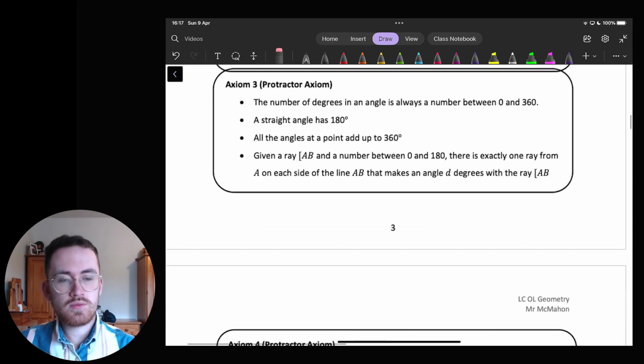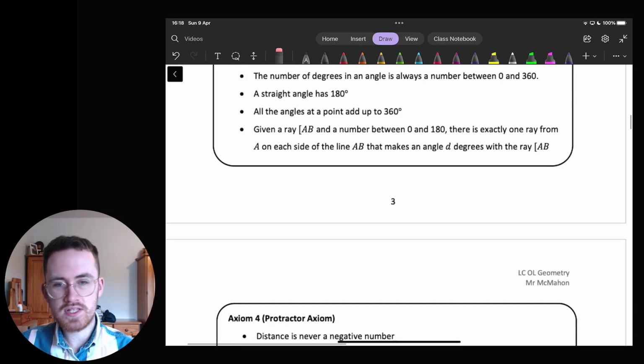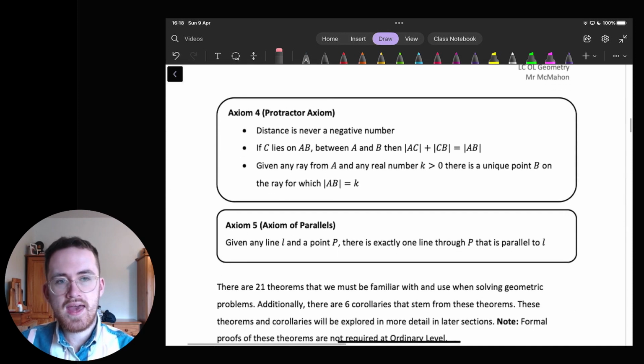Number 3 is called the protractor axiom, and that is that the number of degrees in an angle is between 0 and 360. Straightforward enough, because that's a full circle, a full revolution. A straight angle is 180 degrees. All the angles at a point add up to 360, so that comes back to your circle. And if we're given a ray and a number D between 0 and 180, there's exactly one ray from A on each side of the line AB that makes an angle of D degrees with the ray. A lot of these are points that we use fairly frequently.